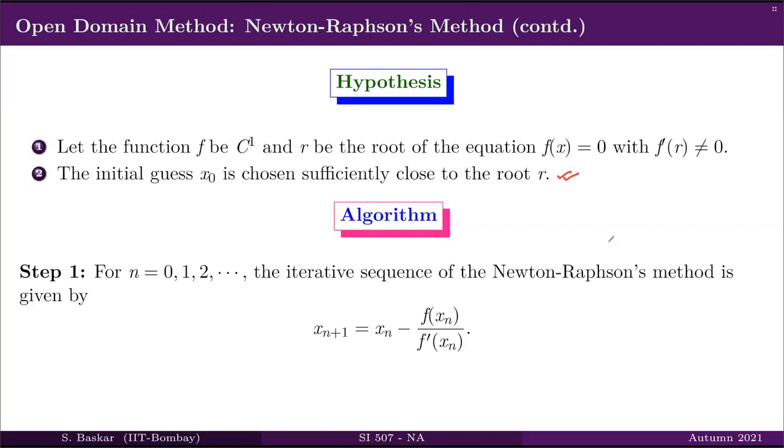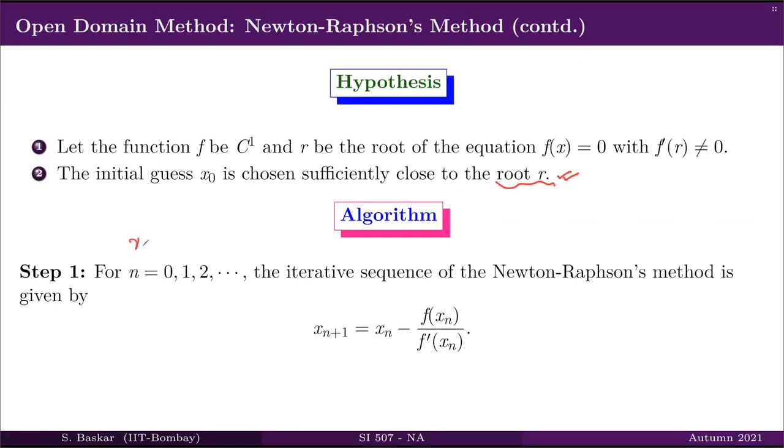However, practically we don't know the value of r, therefore we don't know what is meant by choosing sufficiently close to r, right? Therefore, when we implement the method, generally we tend to choose x0 arbitrarily, but in order to make sure that the sequence converges to the root r, you have to put such assumptions. Well, this comes later in the convergence theorem. Let us first go ahead with the algorithm.